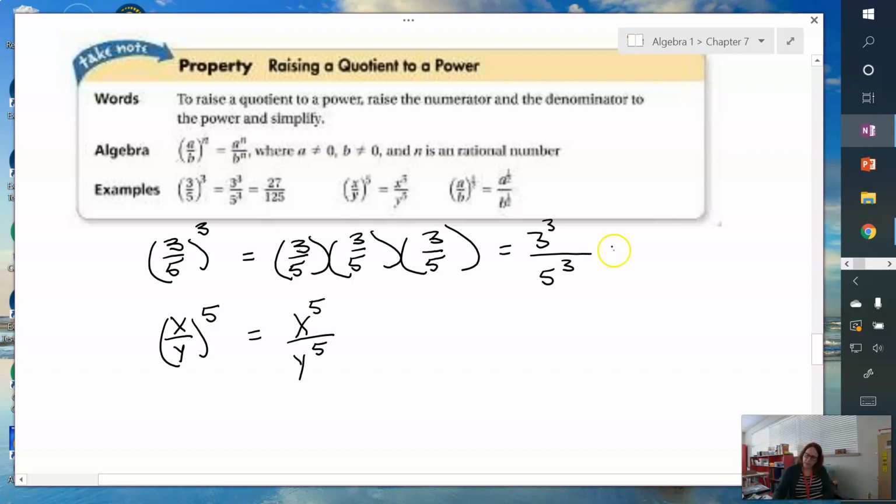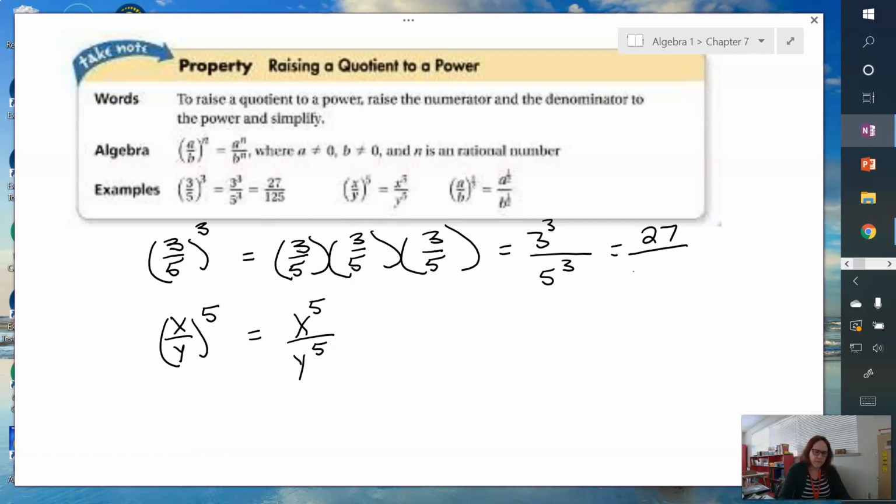And then let's go ahead and finish 3 to the 3. That's 27. And then 5 to the 3. If you do that in your calculator, you'll get, I think it's 125. Let's do 5 times 5.